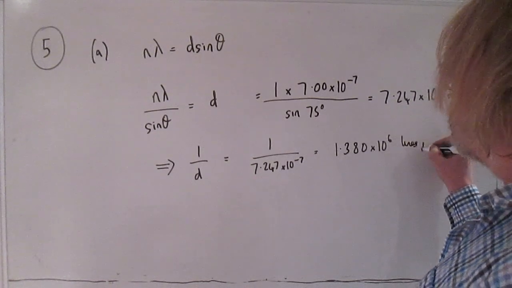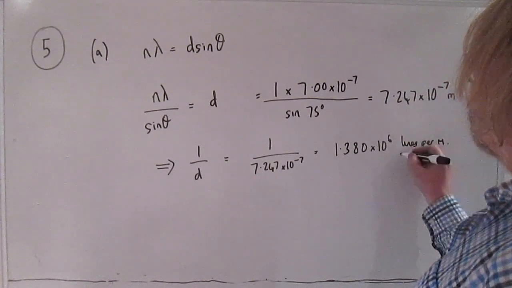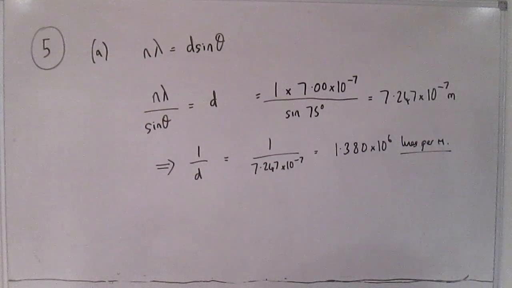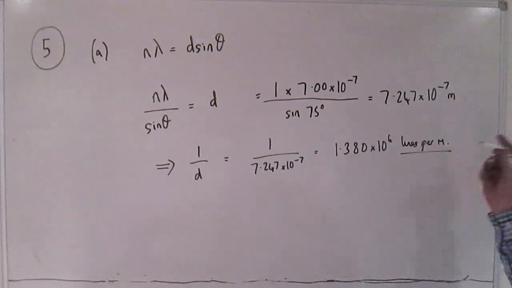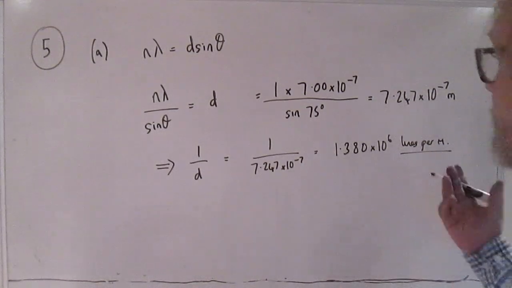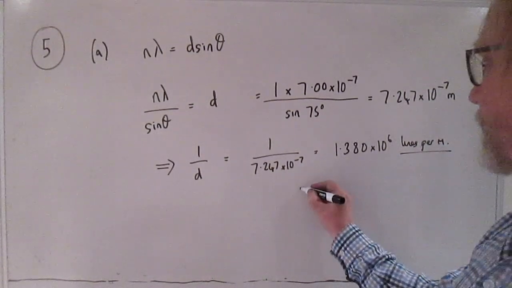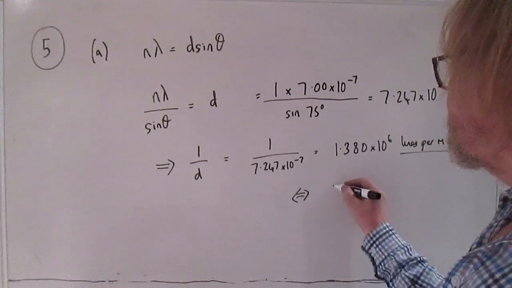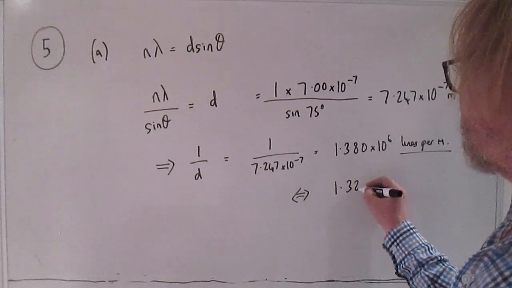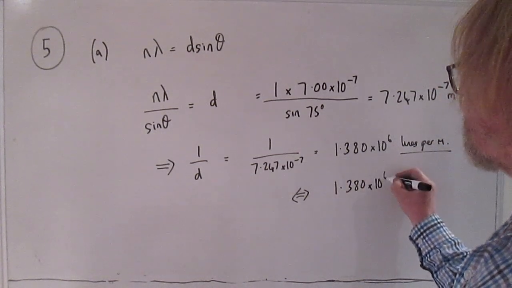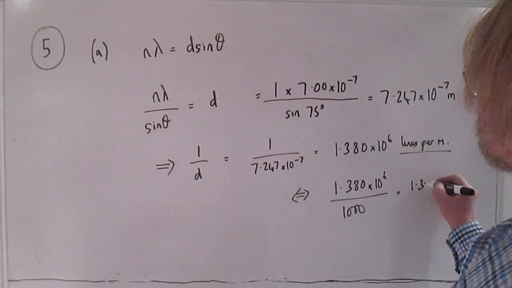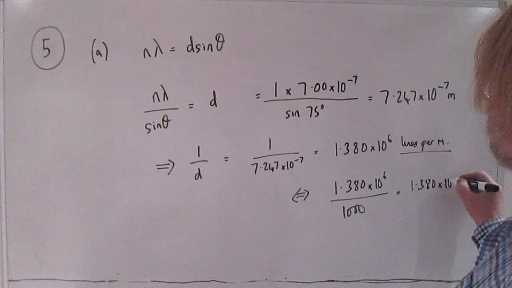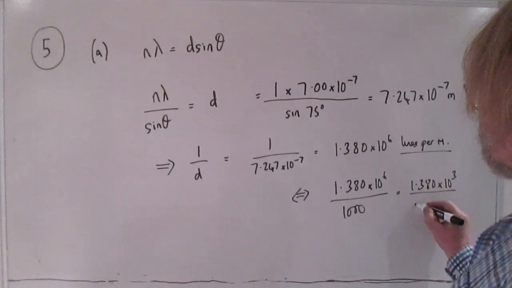lines per meter. But you've got to be careful here, because it wanted to know the lines per millimeter. So obviously a millimeter is only 1/1000th of a meter, so there'll only be 1/1000th as many lines. So that's equivalent to 1.380 times 10 to the 6 over 1000, which is 1.380 times 10 to the 3 lines per millimeter.